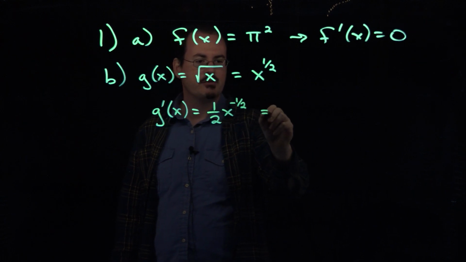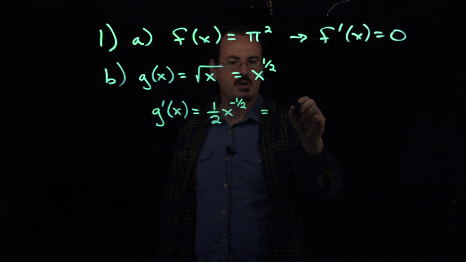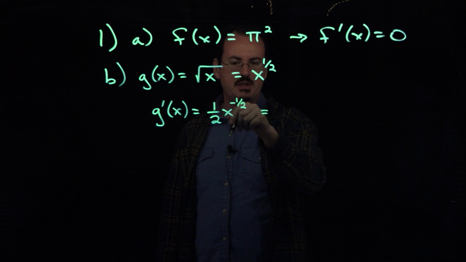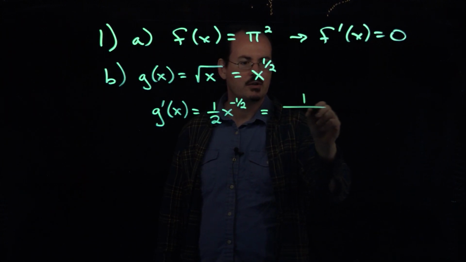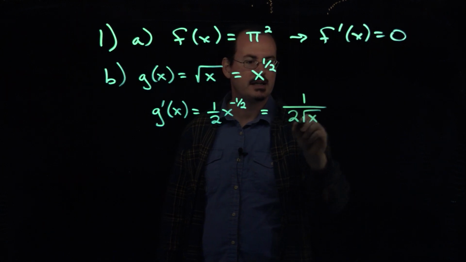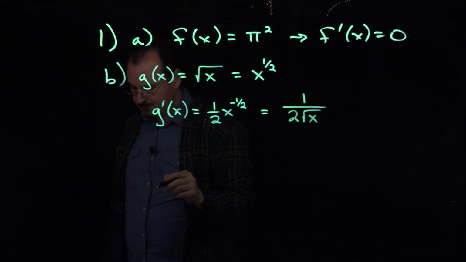And then if you want to, you can rewrite this back in its root form. The negative power means that it's going to move to the denominator. The 1/2 means that it's a square root. So we get 1 over 2 square root x for the derivative of that one.